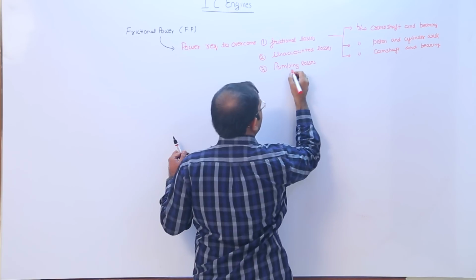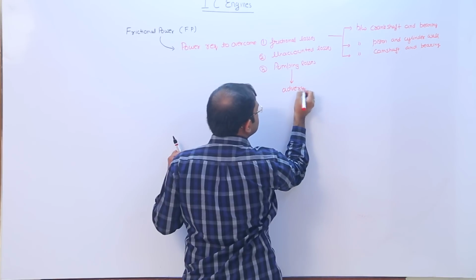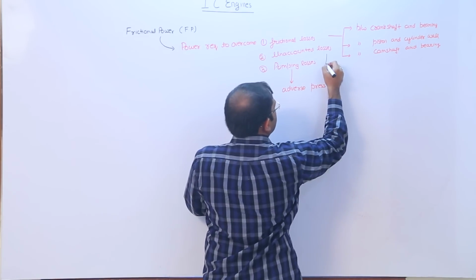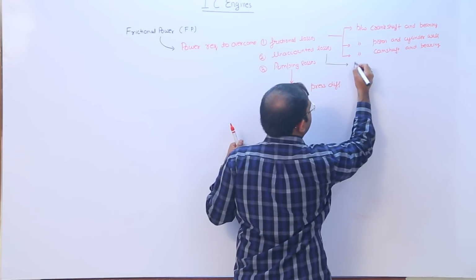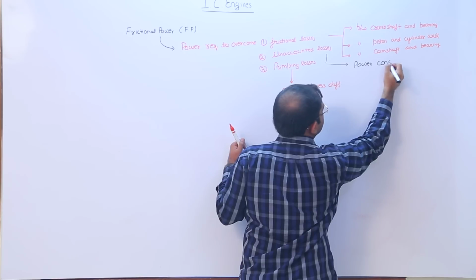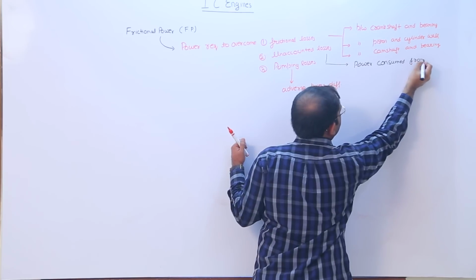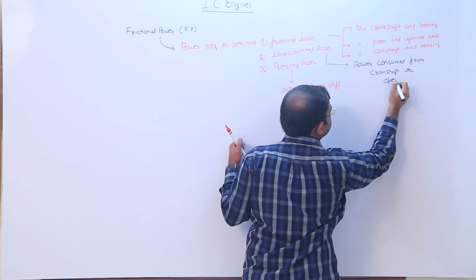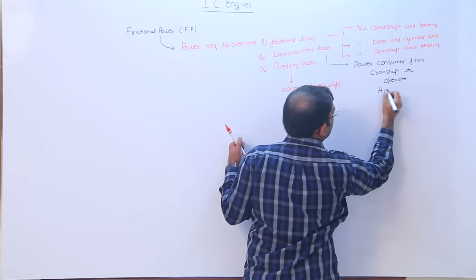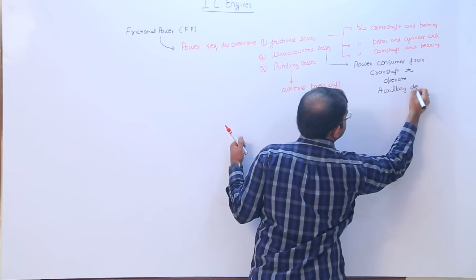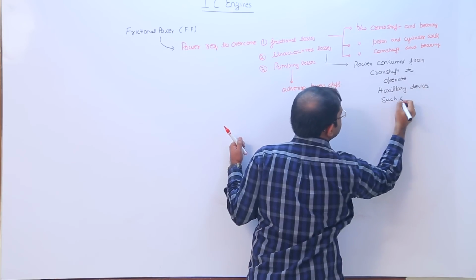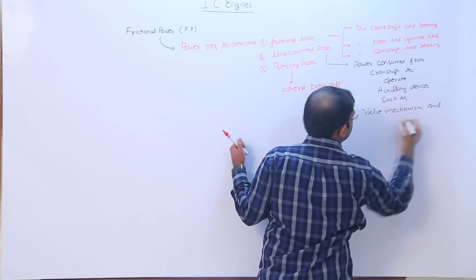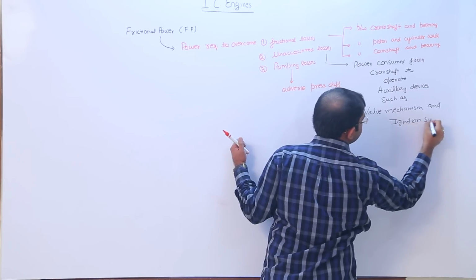Fine. And your pumping loss is due to the adverse pressure difference, and this unaccounted loss is due to power consumed from the crankshaft to operate auxiliary devices such as valve mechanism and ignition system.